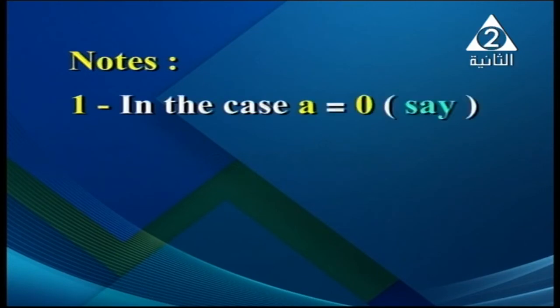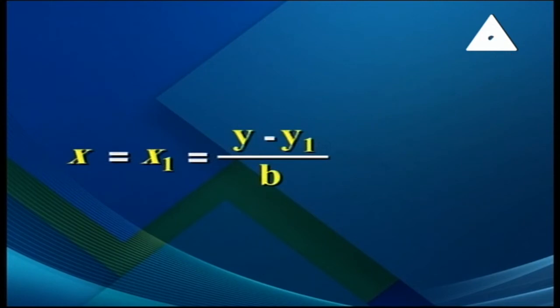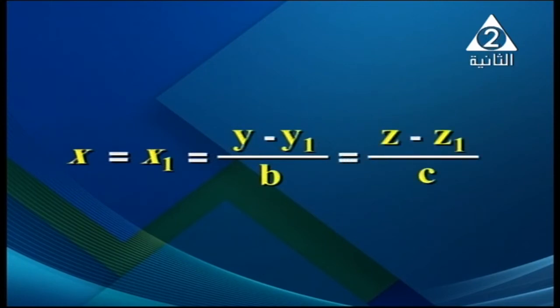Notes. My dear student, if we find a equals 0, then x equals x1, and y minus y1 over b equals z minus z1 over c. Why? Because in the Cartesian equation, x minus x1 over a, but a equals 0. In this case, we find x equals x1, and y minus y1 over b equals z minus z1 over c. This is the equation of a straight line, the Cartesian equation of a straight line, when the value of a equals 0.